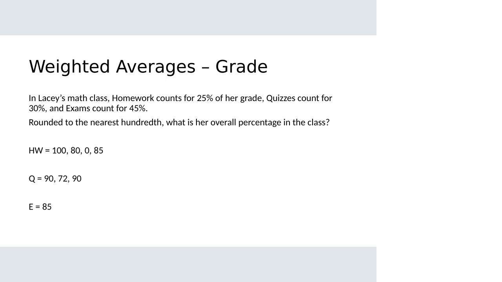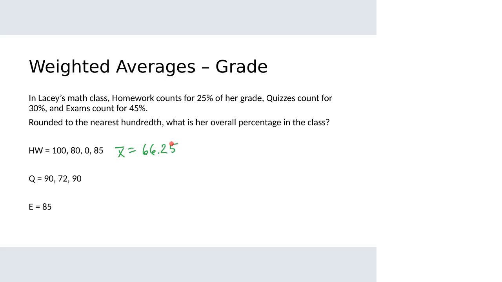The way that we're going to approach this is first, we're going to find the mean score for each of these categories. So the mean for homework, as far as Lacey goes, is going to be, we're going to add those up and divide by 4. So the mean score for homework will be 100 plus 80 plus 0 plus 85. 265 divided by 4 is 66.25.